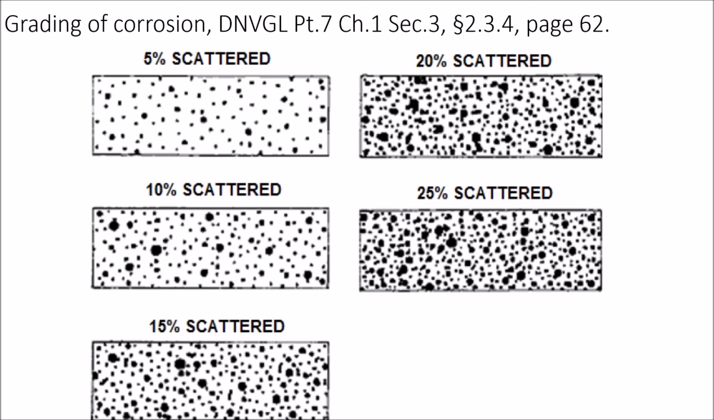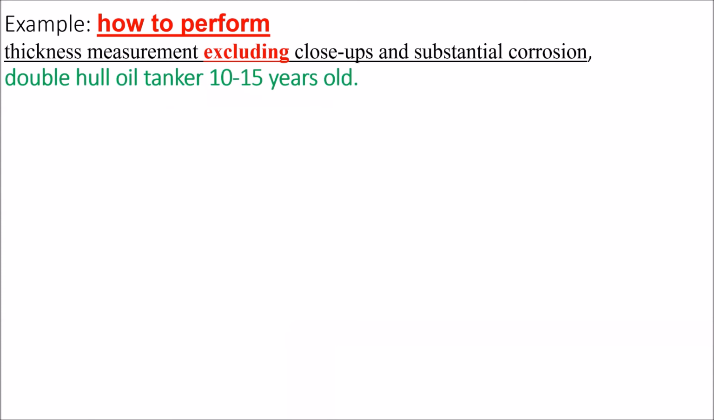Now we have a question again. How to perform thickness measurement excluding close-ups and substantial corrosion? It is not as difficult as it may appear. We have a double hull oil tanker, 10 to 15 years old. We check this under the DNV PDF structure with its plus signs.